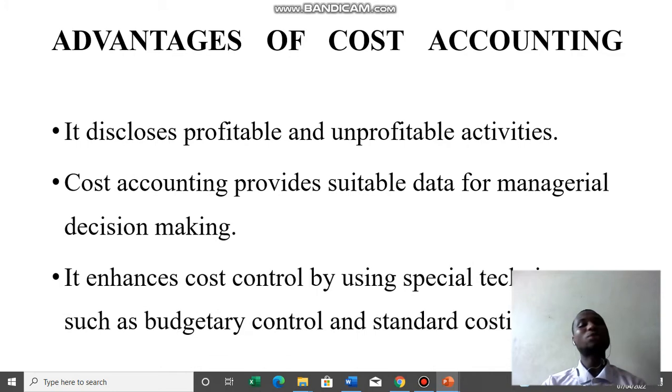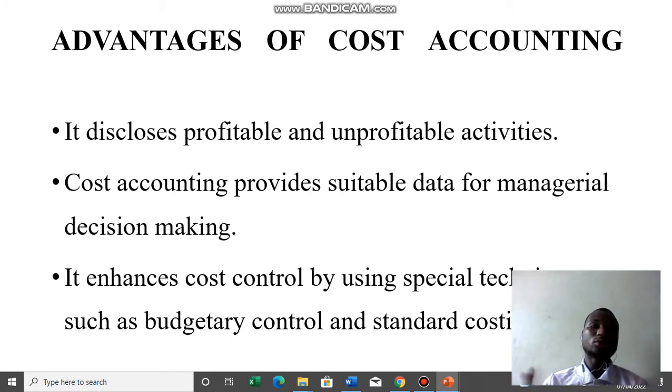Now, it also enhances cost control. What is cost control? When we try to ensure or regulate costs to be within set limits, then we say we are controlling costs. So you estimate your costs, and then you incur these costs, or when the costs are being incurred, you ensure that they are within the estimates. So what are the techniques we use to do this?